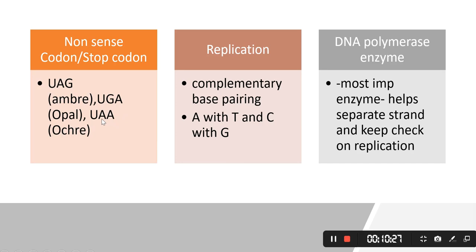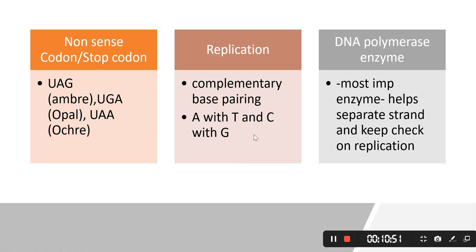They are called nonsense codons. Why nonsense? Because as soon as these three base pairs come, the transcription process stops. Whatever process is going on, transcription or protein formation or any process going on in the body, comes to a stop. So these codons stop the process. They are called nonsense or stop codons.